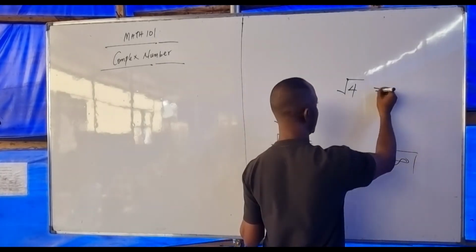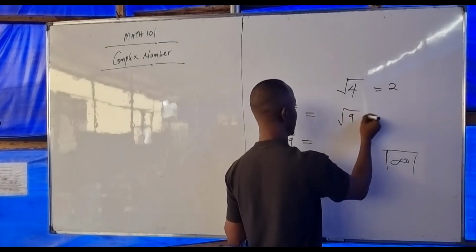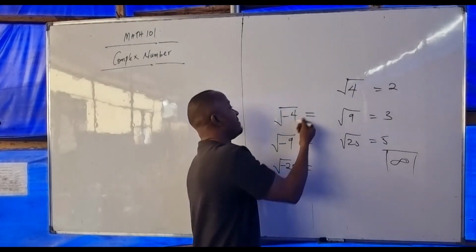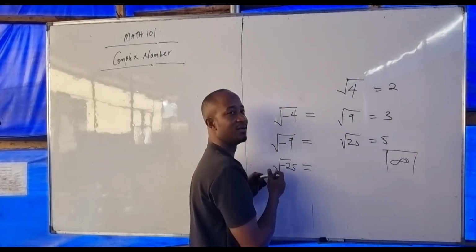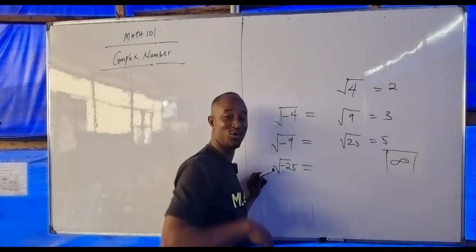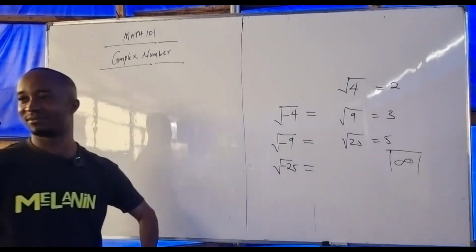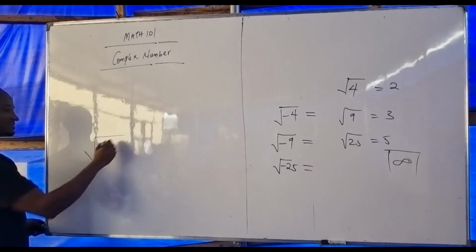But the root of a positive real number is possible. What's the root of 4? 2. What's the root of 9? 3. What's the root of 25? 5. But the root of minus 4 is not possible. I was also a victim in secondary school. My math teacher told me that root of minus 4 is minus 2. You have such victims here. What's the root of minus 4?